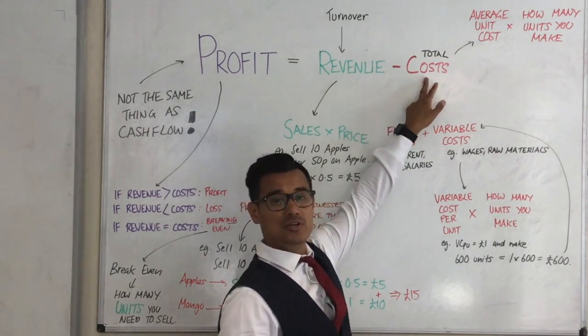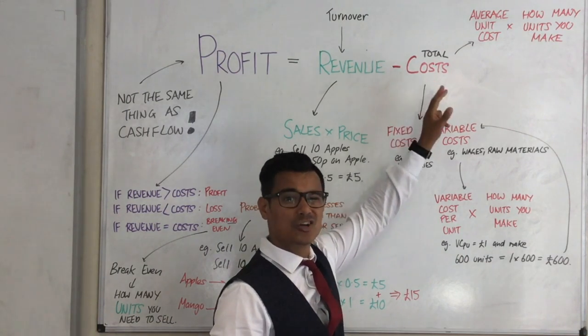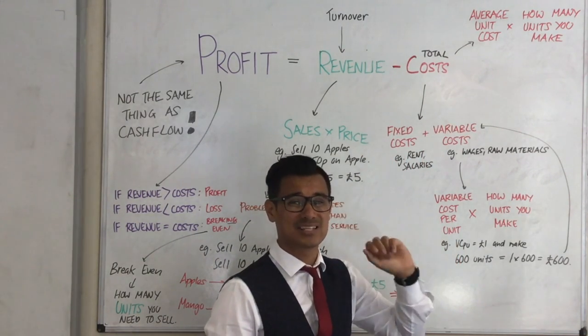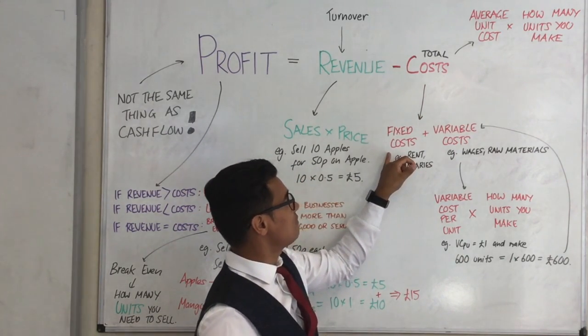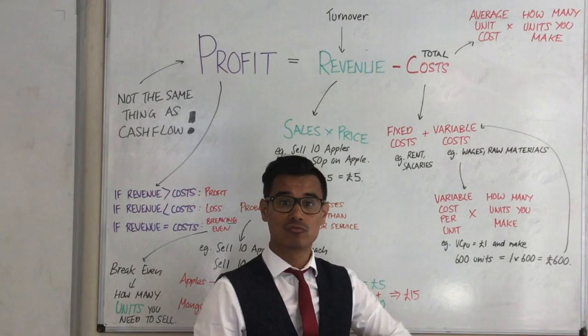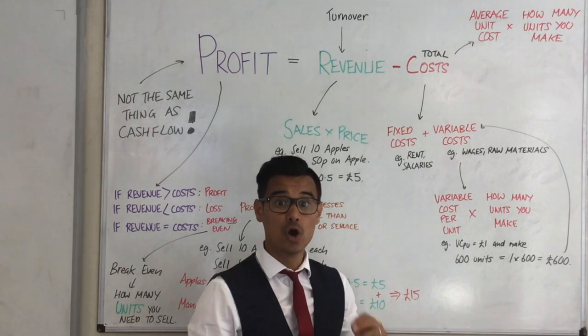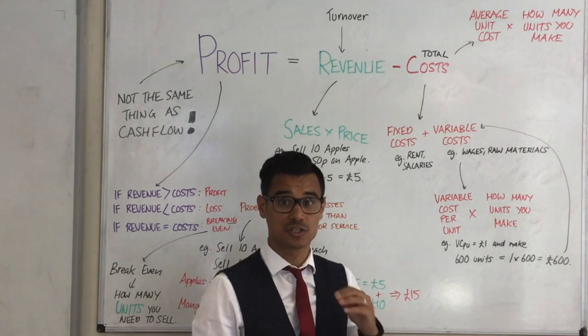First thing to note, when you see this formula, you should be thinking not costs, but total costs, because that's really what it is. It's total costs. And total costs equals fixed costs plus variable costs. Remember, fixed costs do not change with output. Do not change with output.